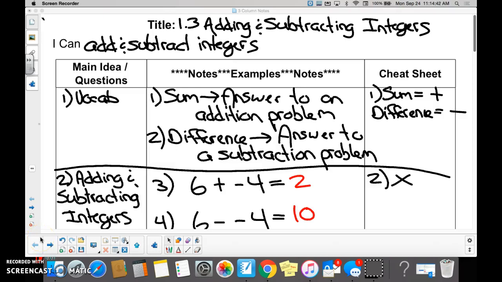1.3. Adding and subtracting integers. I can add and subtract it. How many of you thought this would be a little easier than what it turned out to be? Raise your hand, just for curiosity. Way more than half of you said, well, it's a little harder than I thought.